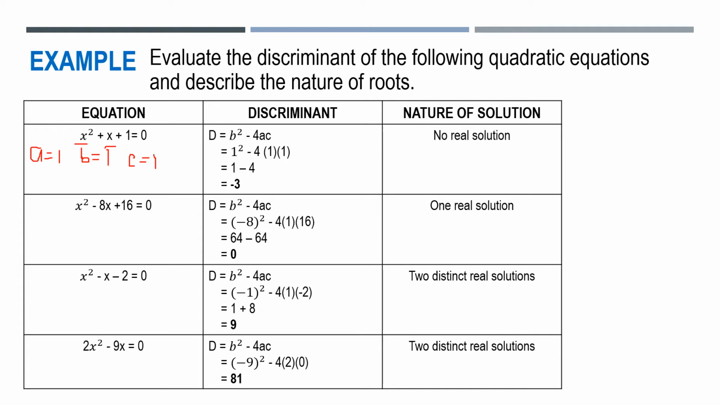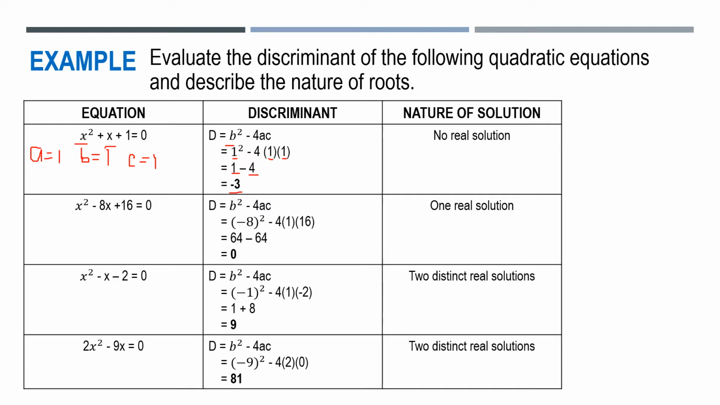So, para malaman natin yung discriminant, we have b squared minus 4ac. Yung b natin ay 1. So, 1 squared minus 4. Ang a natin ay 1, ang c ay 1. So, 1 squared is equal to 1. And negative 4 times 1 is negative 4, times 1 again ay negative 4. So, 1 minus 4 is negative 3. Since ang discriminant natin ay less than 0 or negative number, the nature of solution is no real solution.